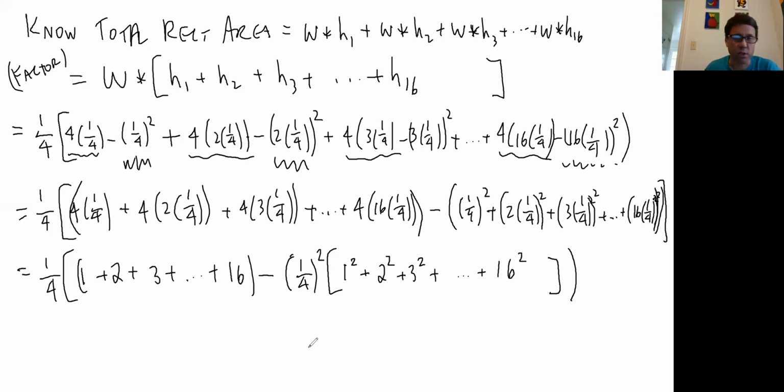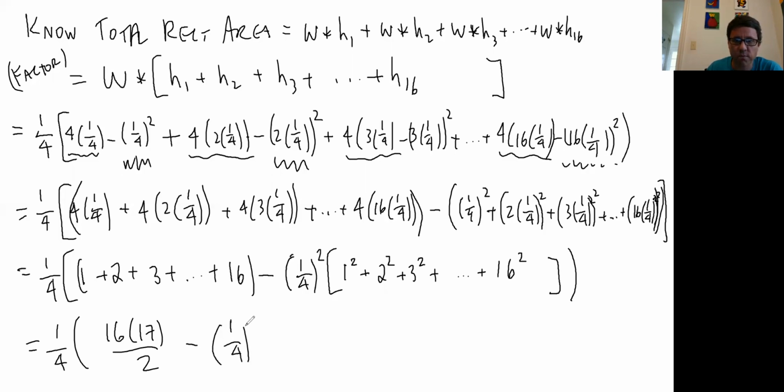Now that I get to this point, I can now recognize, finally, that this is 1 plus 2 plus 3 plus 4 plus 5 plus all the way up to 16, and I have a pattern for that. Thank you, Gauss. This is 16 times 16 plus 1, or 17, all divided by 2. That first set of parentheses there. It's kind of miraculous. The next one is minus a quarter squared, which I can figure out in a second, times, now I have a pattern. 1 squared, 2 squared, 3 squared, 4 squared, all the way up to 16 squared.